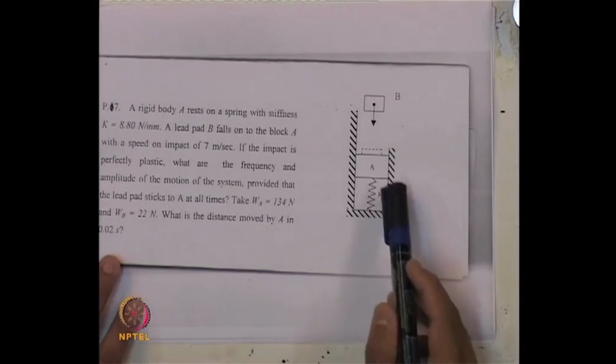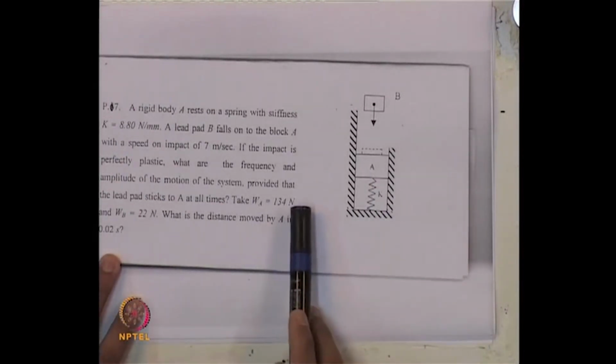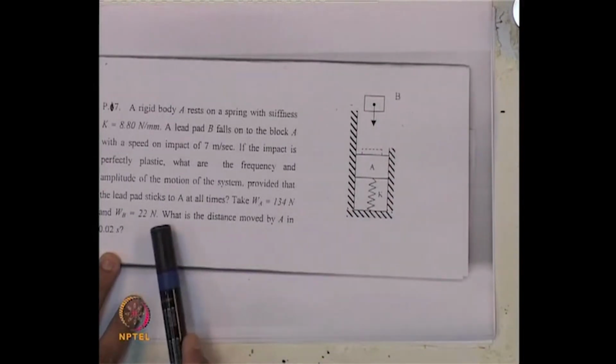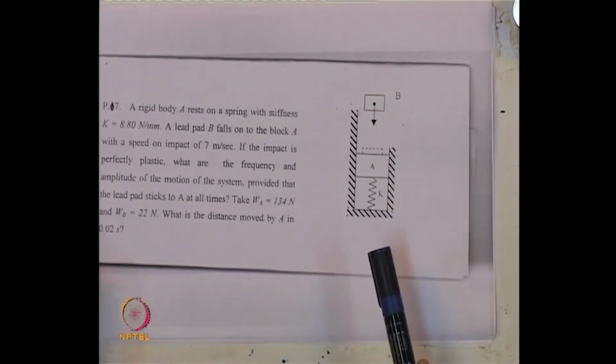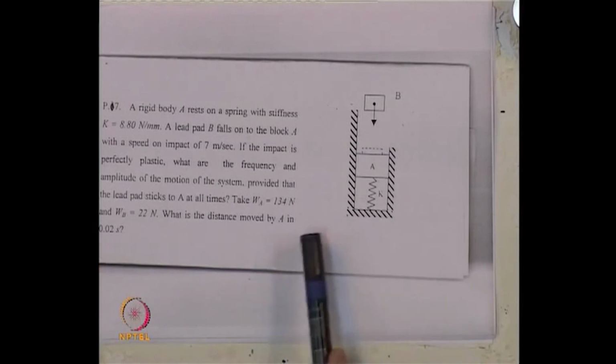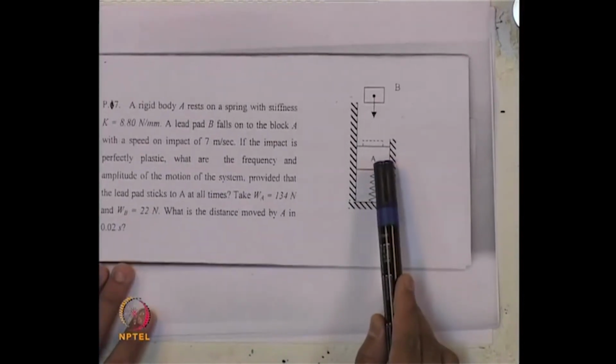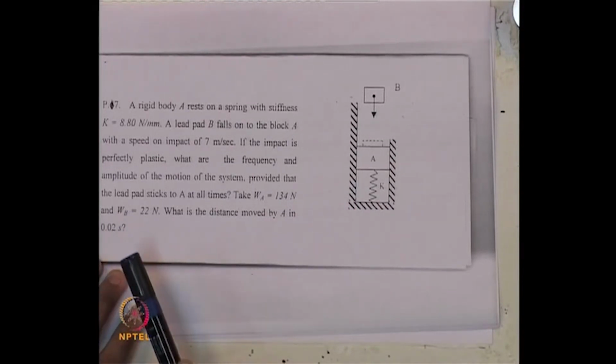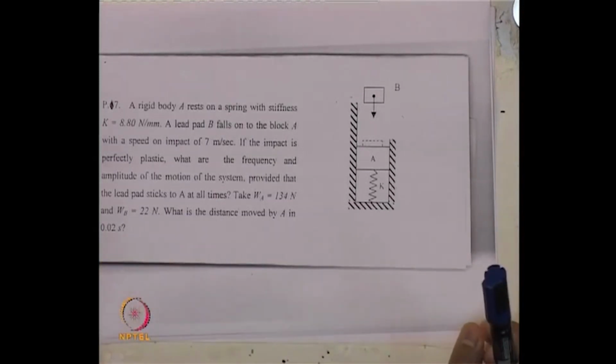The weight of rigid body A is given as 134 Newton and weight of lead pad B is given as 22 Newton. What is the distance moved by the rigid body A after 0.02 second of the impact? So, that also has been asked in this problem.